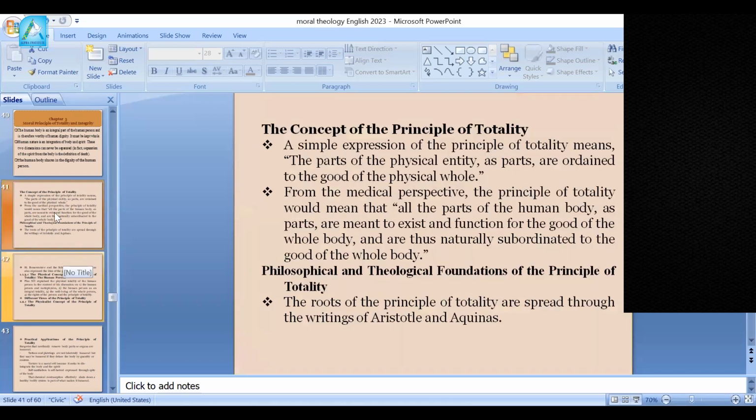Principle of totality means it's very simple, namely, we are supposed to respect the totality of the person, totality of the human body, totality of an organism. That's a very simple thing. Usually, we are supposed to respect physical integrity, physical totality of the person. That is called the principle of totality.